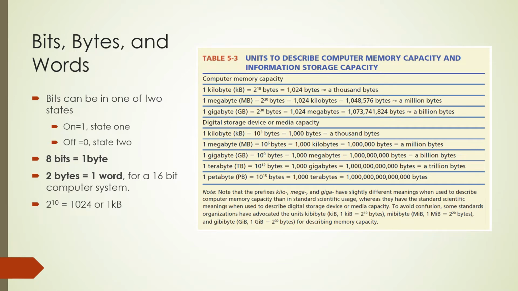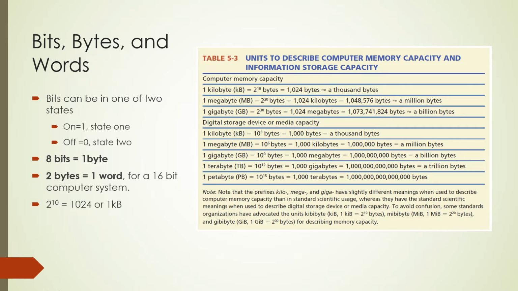The capacity of a computer memory, a storage device, or a unit of storage media is usually described in kilobytes, megabytes, gigabytes, or terabytes as shown in the table on this slide. Note the differences between units used to describe computer memory capacity and digital information storage capacity. In our regular usage, a kilobyte will mean 1000 bytes because we usually count in base 10.